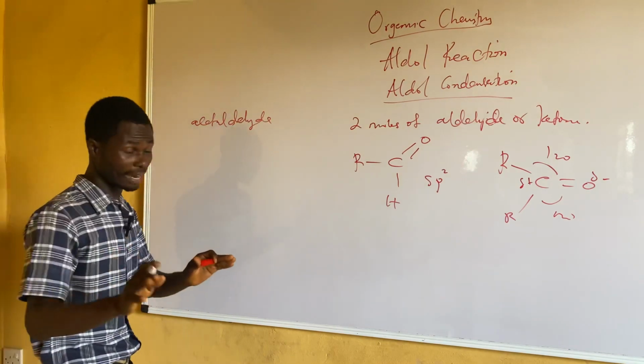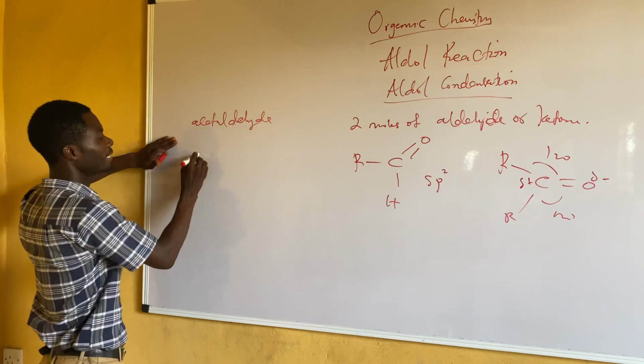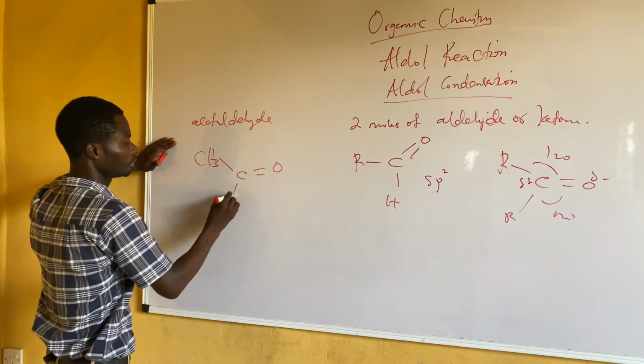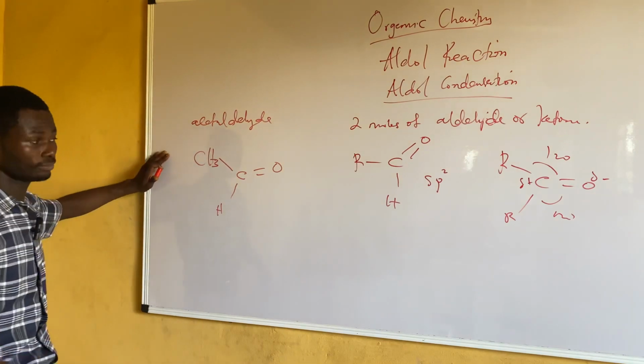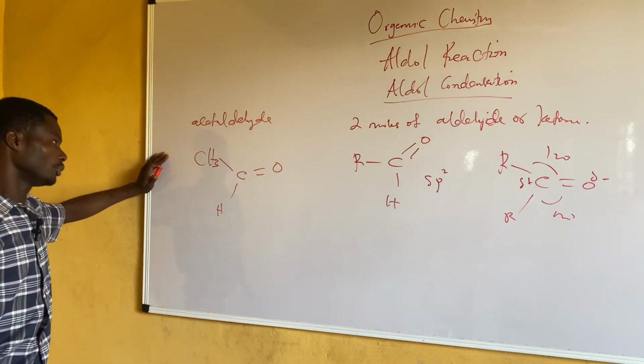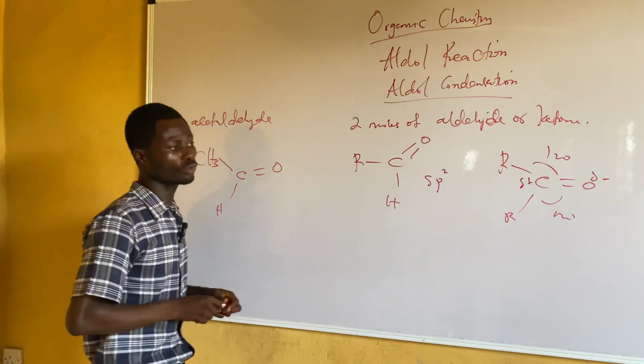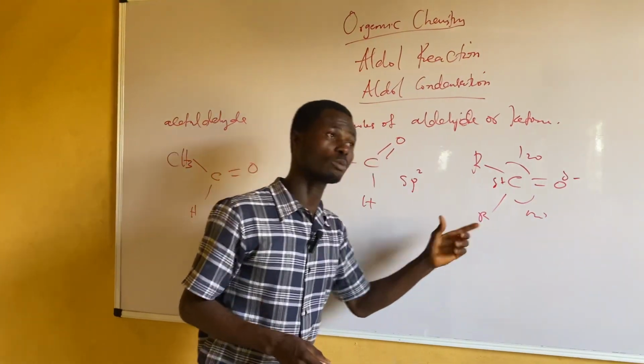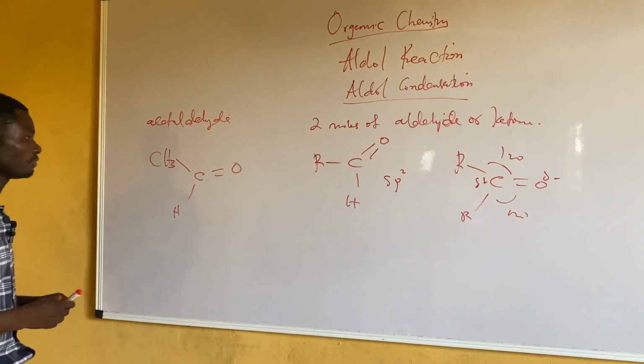So when you have acetaldehyde, you have CH3, C, and then you have this. And of course, you know the difference between ketone and aldehyde. This one has a carbonyl hydrogen, while this one, the hydrogen has been substituted with an alkyl group. So take note of that.